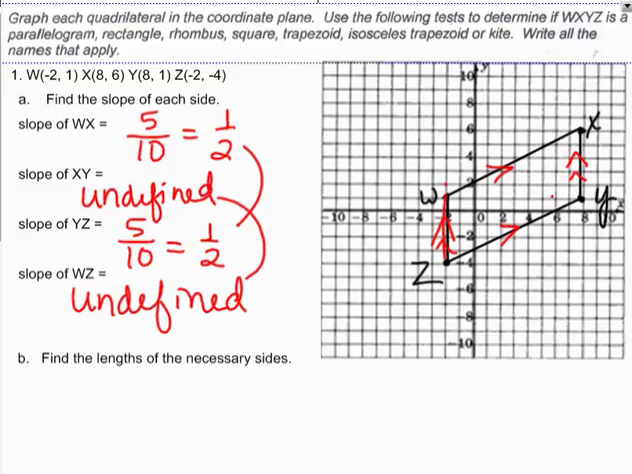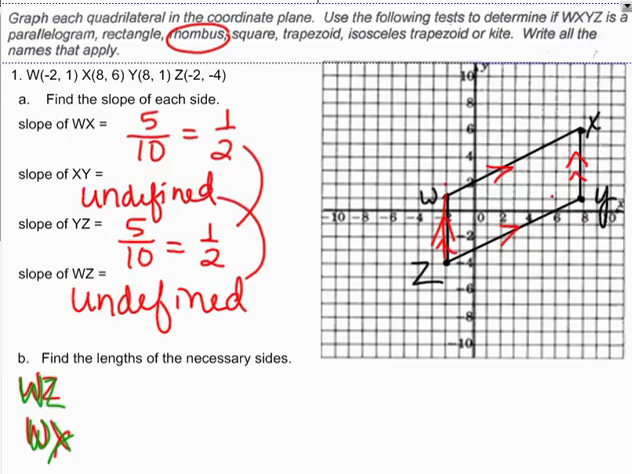So the only other thing we could check for is to see if it's a rhombus. A rhombus, remember, has all sides the same. So we would have to find the length of the necessary sides. So we need to find the length of WZ, and we need to find the length of, let's say, WX, because those are 2 consecutive sides. If the consecutive sides are the same, that means that all 4 sides would be the same, and that would give us a rhombus.